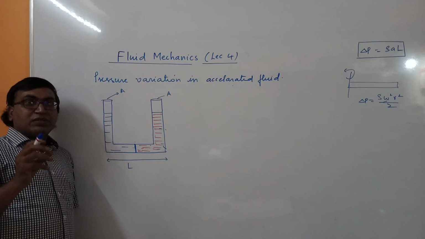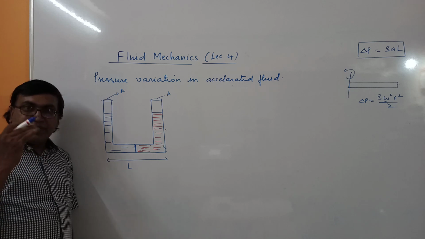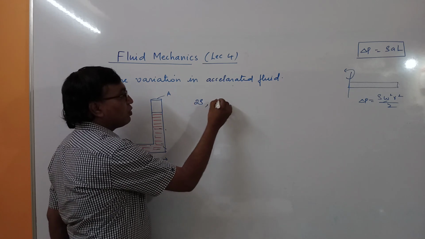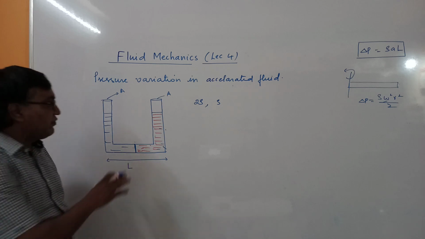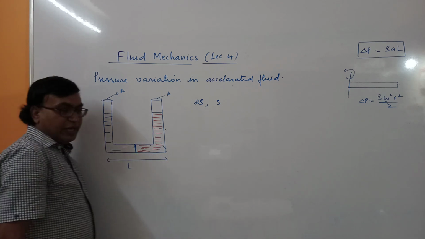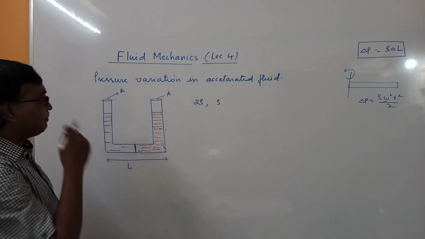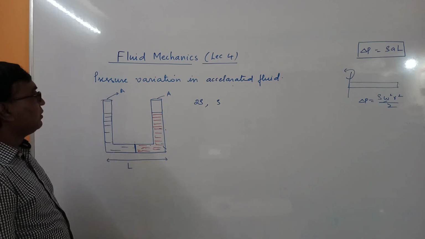Two different liquids. The density of one liquid is 2 rho and the density of another liquid is rho. One fluid is 2 rho and another fluid is rho. Equal volumes of both the fluids are filled in this U-tube manometer. The base length is given as L. The area of cross section of both the limbs is the same.